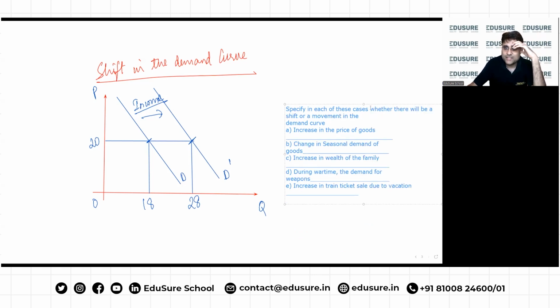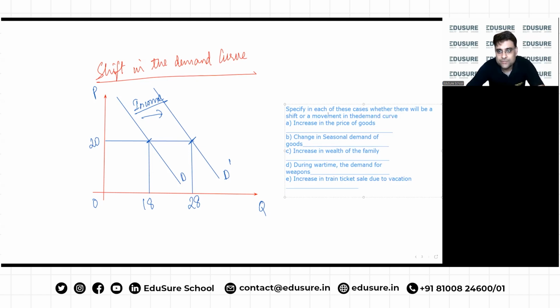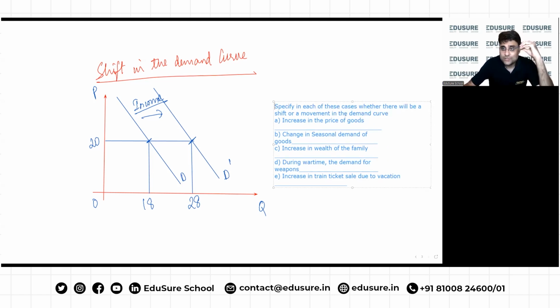So specify in each of these cases whether there will be a shift or a movement in the demand curve. Number one, increase in the price of a good; seasonal change in demand; increase in wealth during wartime; increase in train ticket sales due to vacation. Which will be a shift in the demand, and which will be a movement along the demand curve? You can pause the video and put in the answer on your own just as an exercise.